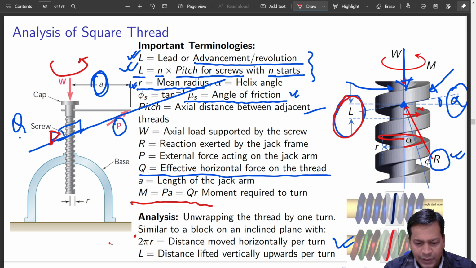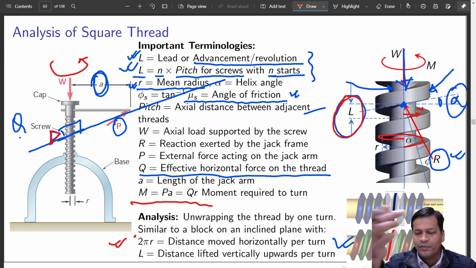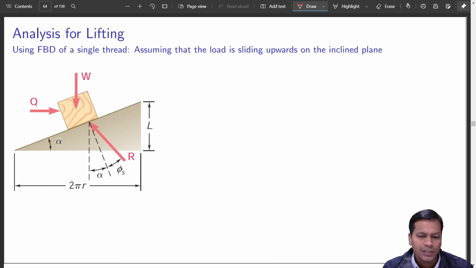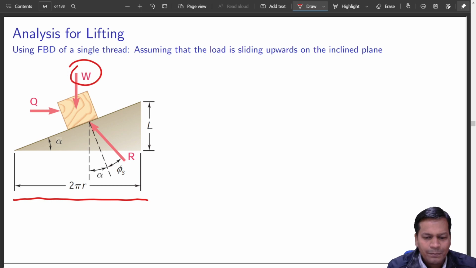So 2 pi r is the distance traveled per unit turn by the load that is getting lifted. The vertical distance that is traveled is L, this one, the pitch. So vertically it will rise that much. Okay, so if you open this thread, now I'll show you a bigger picture of this. This is how it will look. I have unwound one of my threads like this, and this is the distance which this load is traveling.